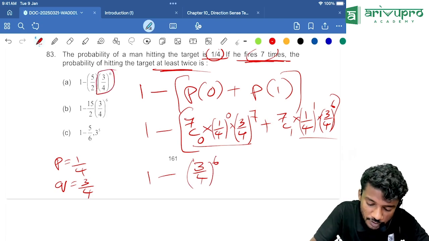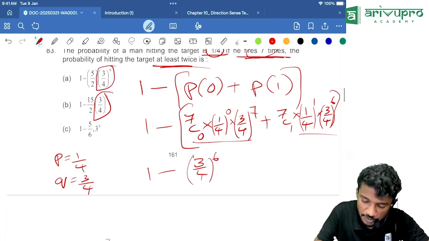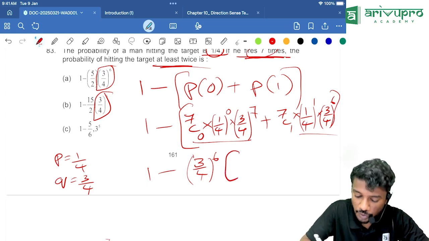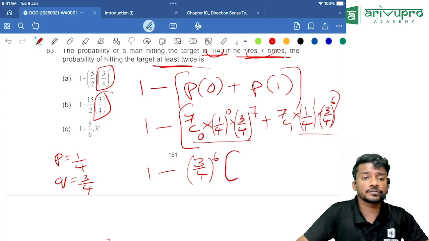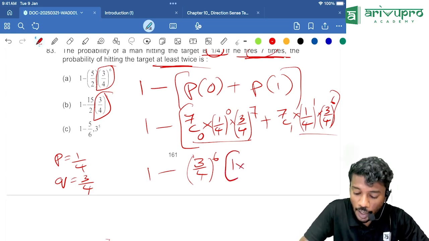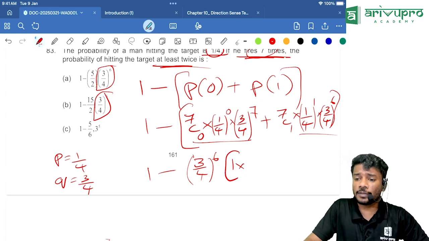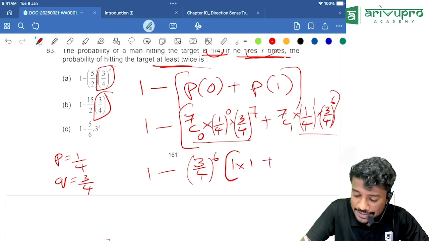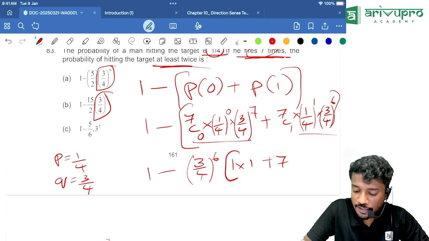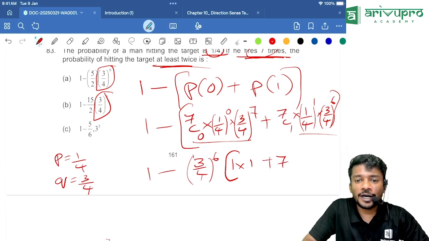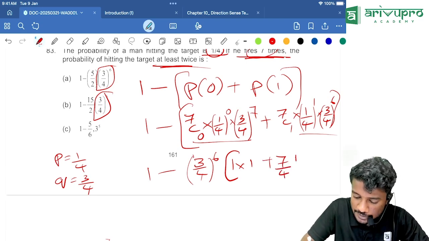We got one of it. So 2 options, 3 options, we got it. Now we need to solve. 7C0 is how much? 1 into (1/4) raised to 0 is how much? 1. Plus 7C1 is how much? 7. (1/4) raised to 1 is 1 by 4, that is 7 by 4.